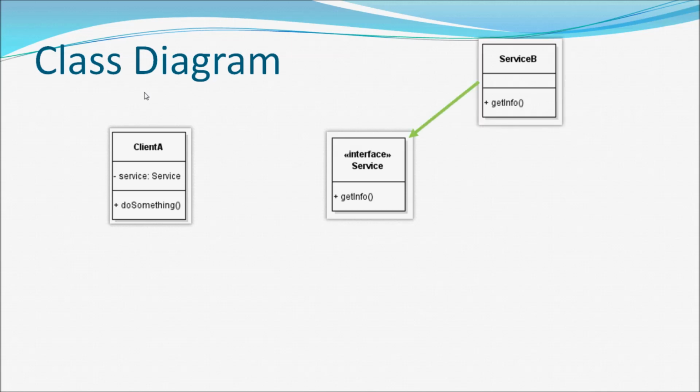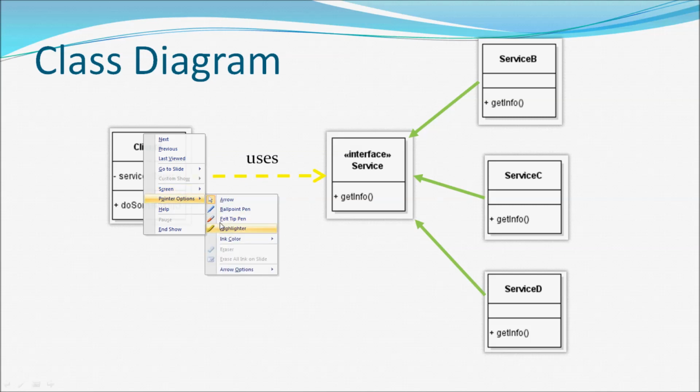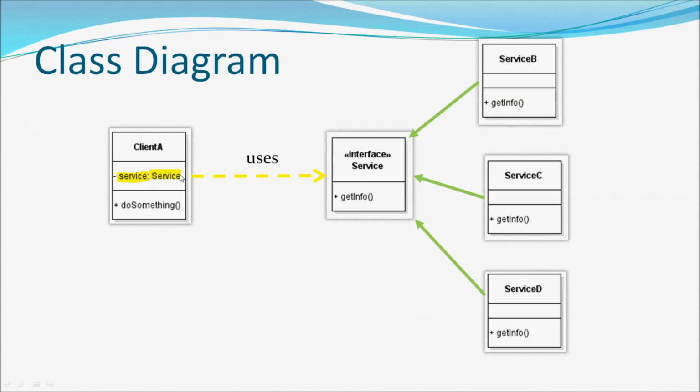Let's start with a typical scenario in Spring application development. This is a class diagram. You see we have the class ClientA and the Service interface with different implementations: ServiceB, ServiceC, and ServiceD. The ClientA class uses the Service interface, and so it has a reference to the Service interface here, and we can have different implementations of ServiceB, ServiceC, and ServiceD.